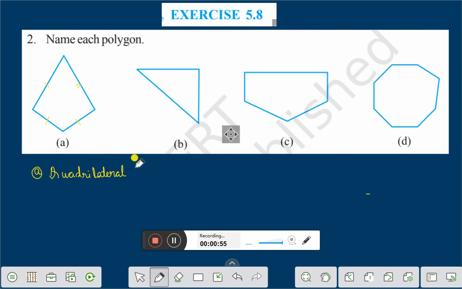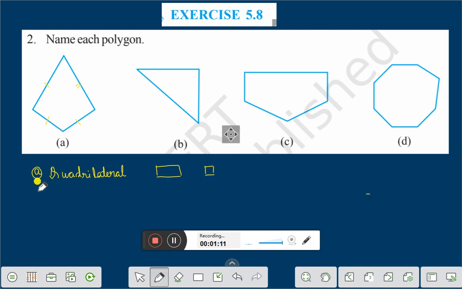Now, here the quadrilateral has four sides. Then you can make two examples also like this. I made a rectangle. It is also a quadrilateral. And if I make a square, it is also a quadrilateral, right?